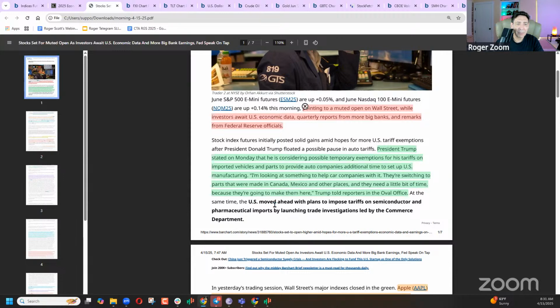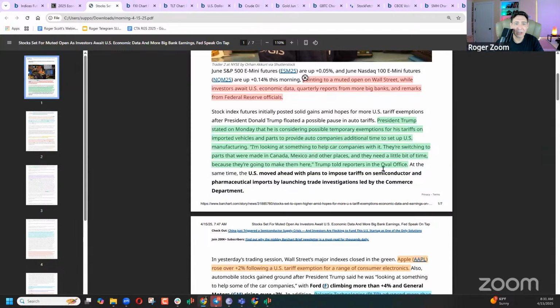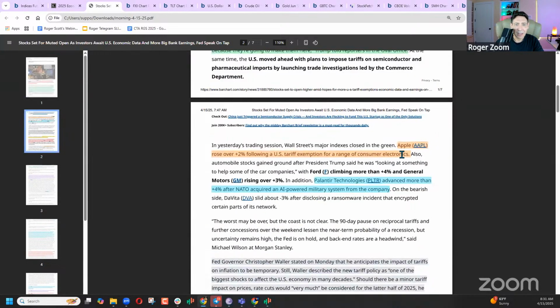At the same time, the U.S. moved ahead with plans to impose tariffs on semiconductors and pharmaceutical imports by launching trade investigations led by the Commerce Department. Good luck with that. Apple rose over 2% following a U.S. tariff exemption for a range of consumer electronics. Yeah, that's fantastic, except it's still in the crapper.